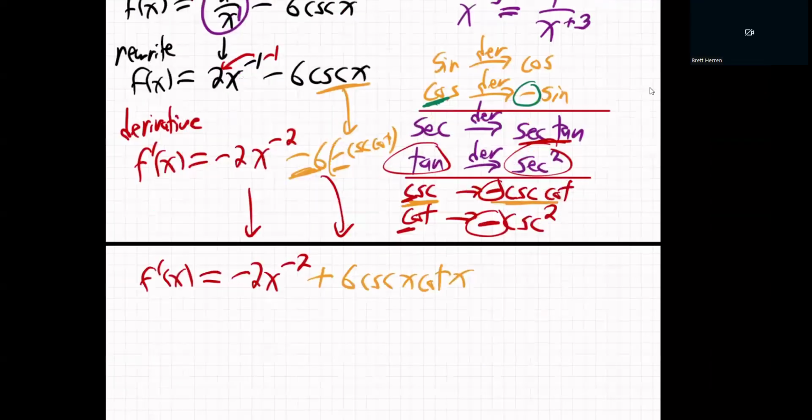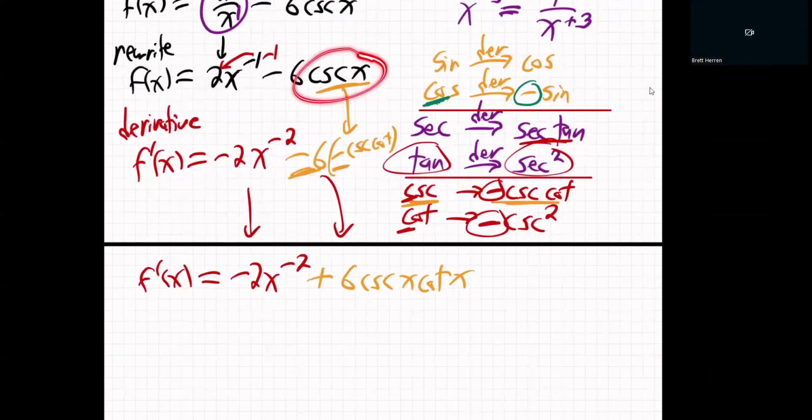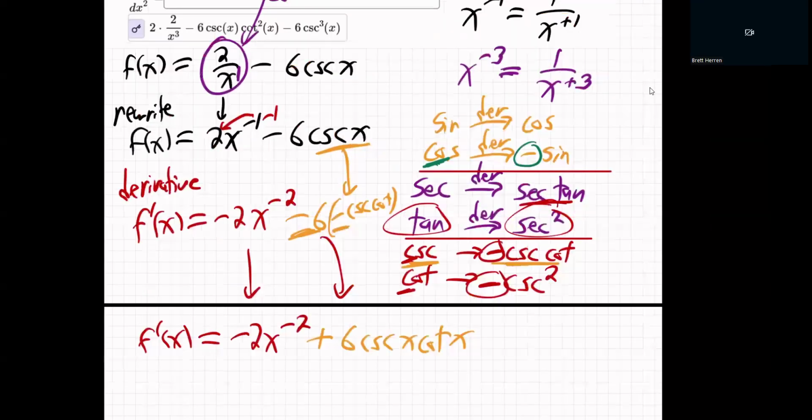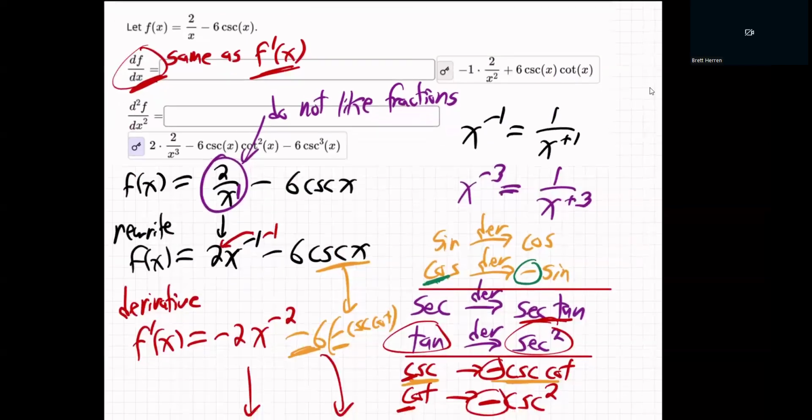So the derivative of cosecant is cosecant cotangent. It says right there. And it's negative, because the derivative of all cofunctions, cosecant, cotangent, cosine, they're all negative. Two negatives multiplied to be positive. So there's the derivative, and then they want the second derivative.